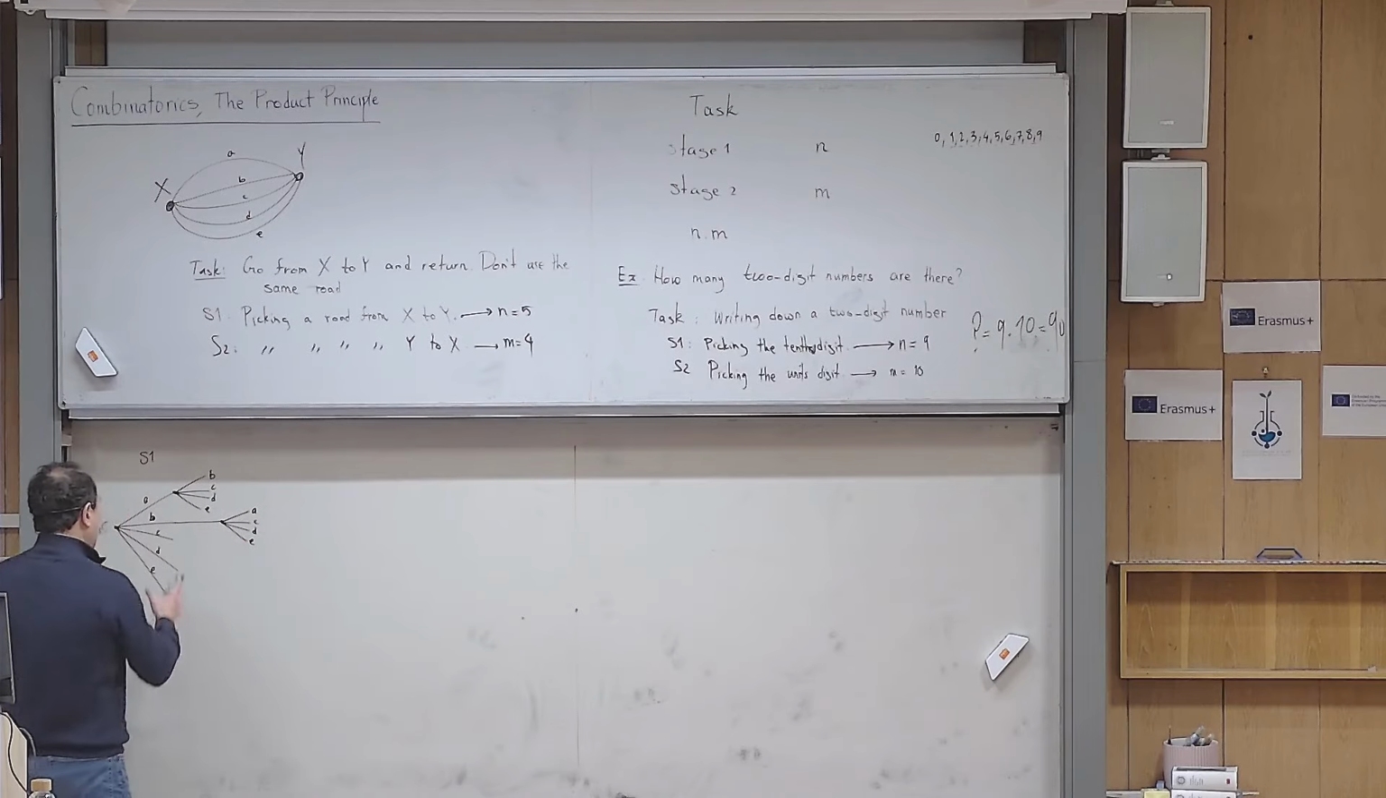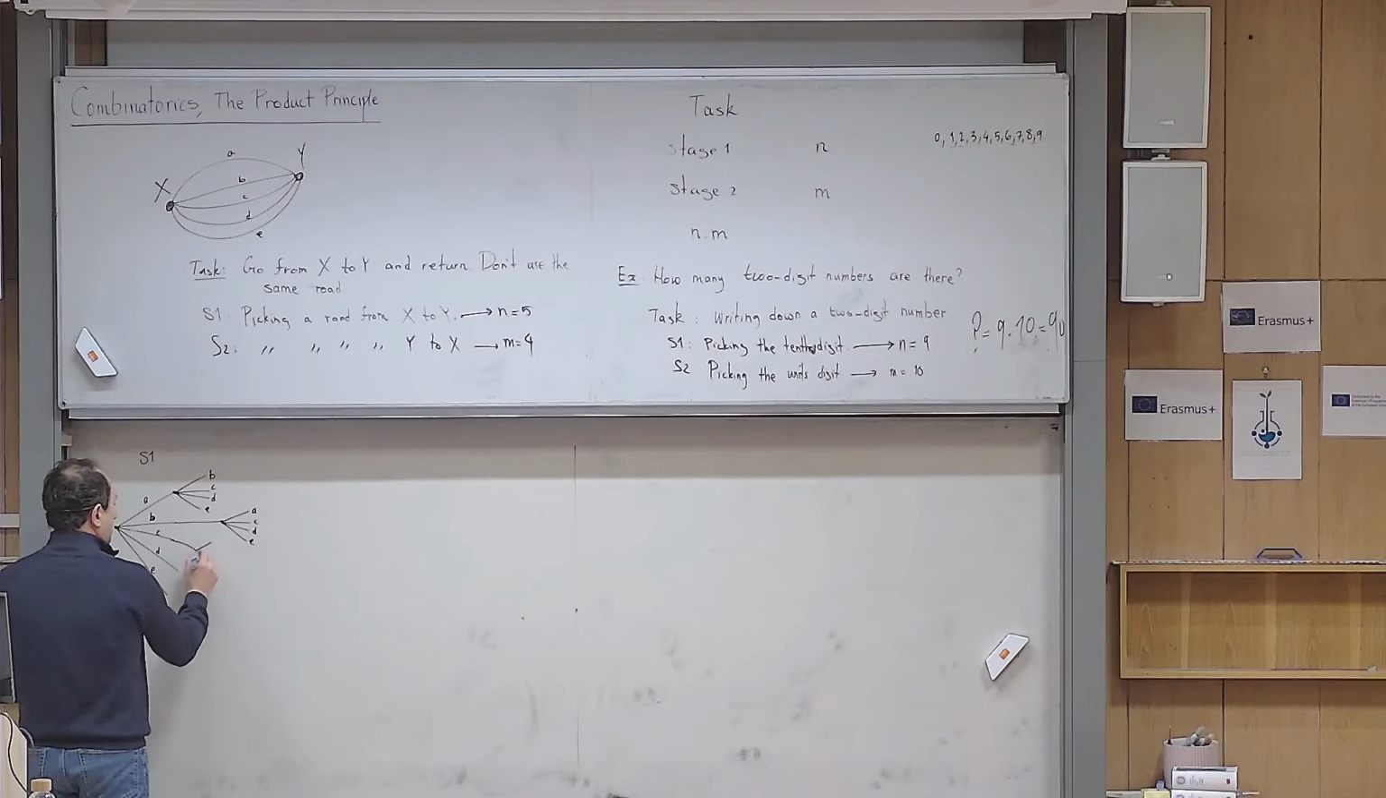Yes? And then again, I go here. What are my choices? I have 4 choices, different, of course. So it is A, B, D, and E. Here I have again 4 options. What? A, B, C, E. And here I have A, B, C, D.